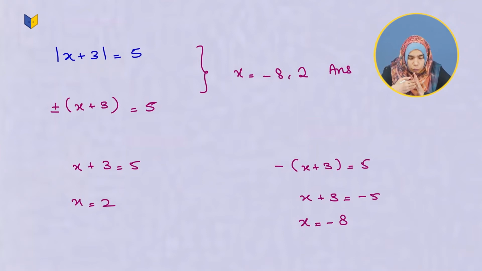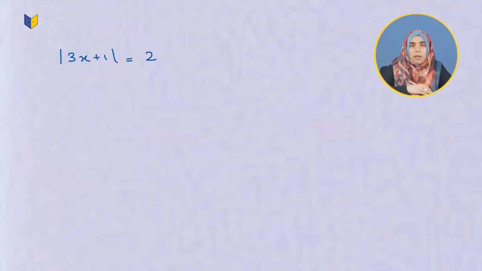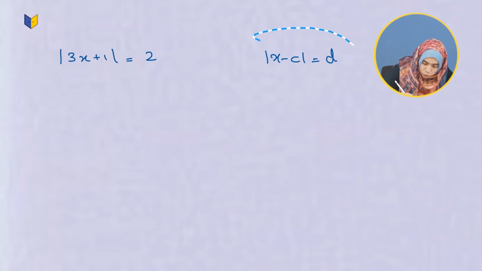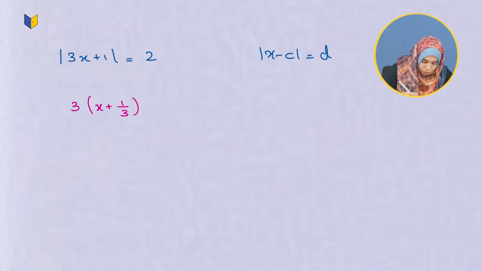In this question, both the approaches are equally easy to apply, but there are some cases where the second approach is much easier to apply. So let's look at one example of such a case. For instance, the equation you have is mod 3x plus 1 equals 2. Now, if you draw a number line, you will have to identify the center, which means you will have to convert this into mod x minus c equals d form. So if you choose to use a number line, you can, but you'll have to first modify the equation. Let me tell you how you can do that. So what you can do is you can take 3 common, and then you're left with x plus 1 upon 3 inside the mod.